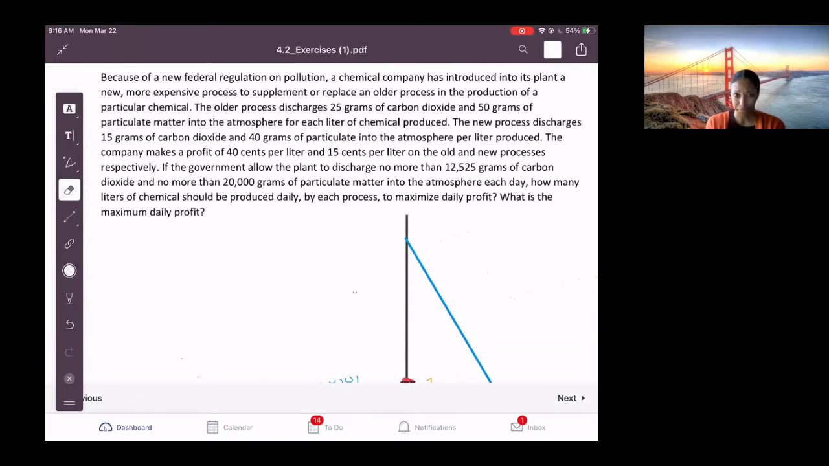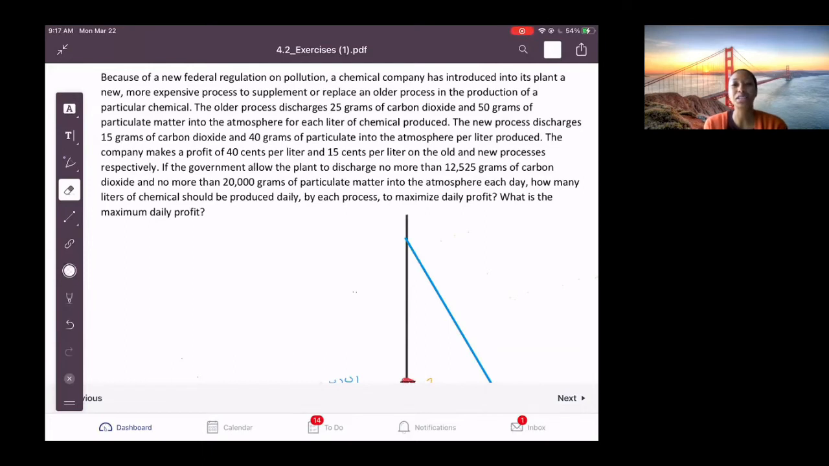So basically, this company is making some kind of chemical. When you make chemicals, it releases toxins into the atmosphere, and that's bad for the environment. So the government has regulations on how much you can pollute the world.